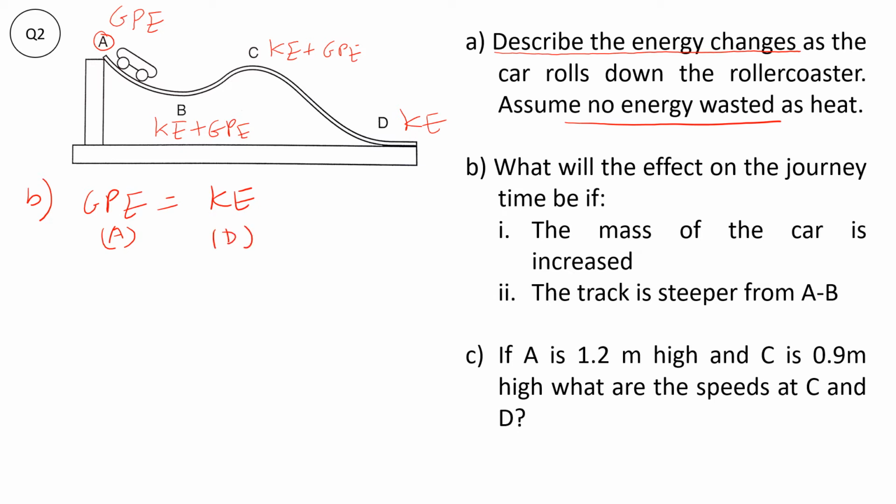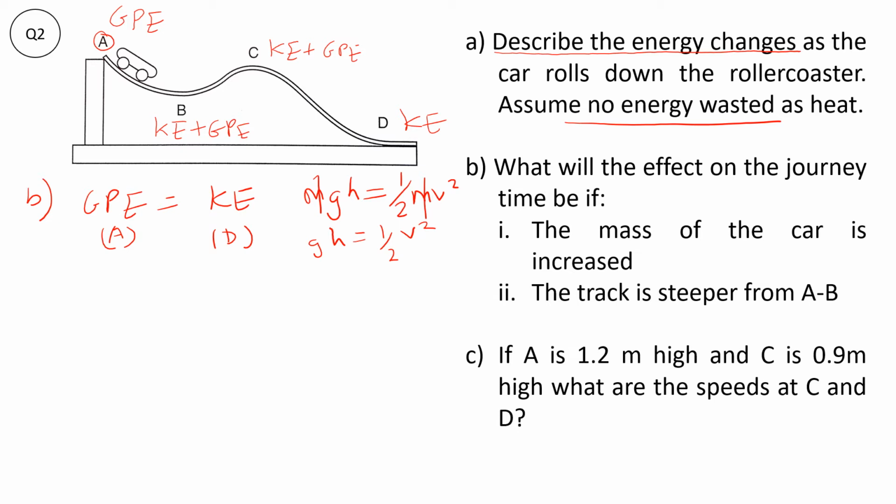Okay, so mgh, which is the formula for GPE, equals a half mv squared. So we can see that there's m on both sides, therefore the m cancels, and we can see that gh equals half v squared. So the speed only depends upon the height and the value of g. It doesn't depend on the mass. The speed does not depend on the mass.